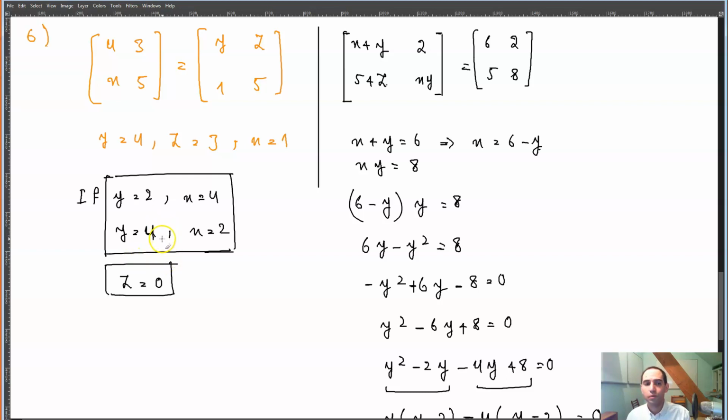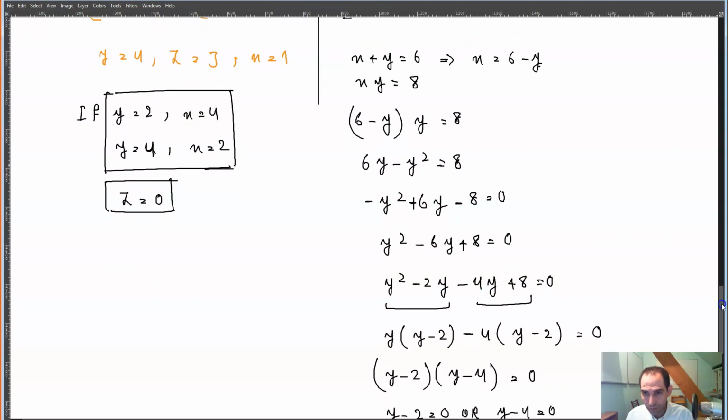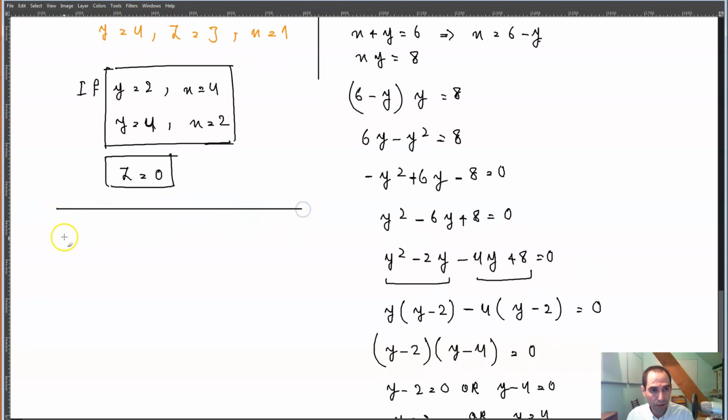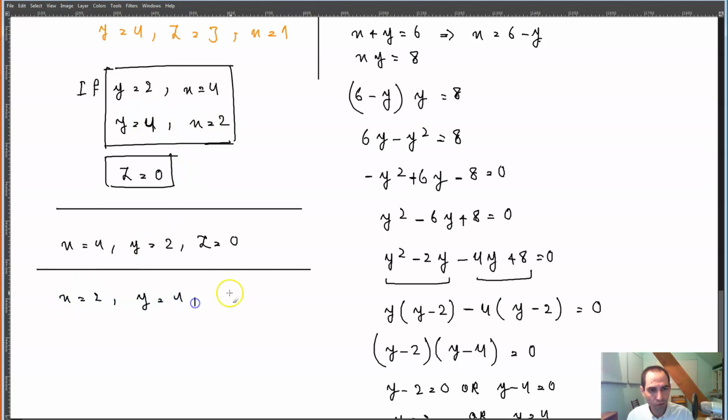So you could have two cases, meaning that you can separate these for the sake of simplicity. You can say that either x is equal to 4, y is equal to 2, and z is equal to 0. Or you could say that x is equal to 2, y is equal to 4, and z is equal to 0. Both are possible, right? So that is basically that.